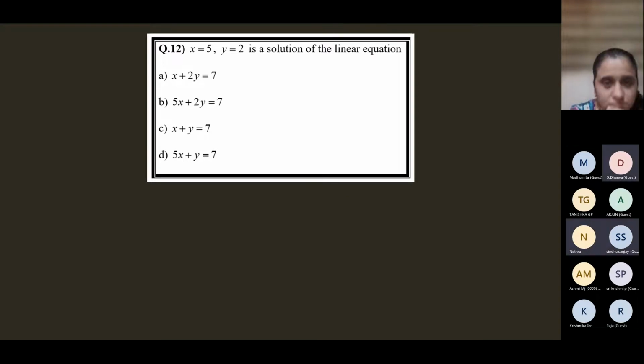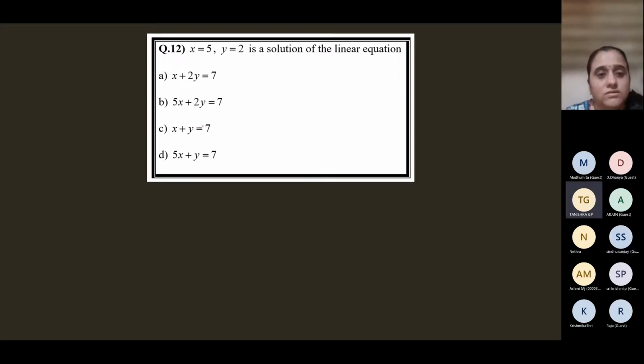C, ma'am. Option C. X plus y is equal to 7. 5 plus 2 is equal to 7. Yeah, correct. X plus y is equal to 7, 5 plus 2 is equal to 7. Option C. Correct.